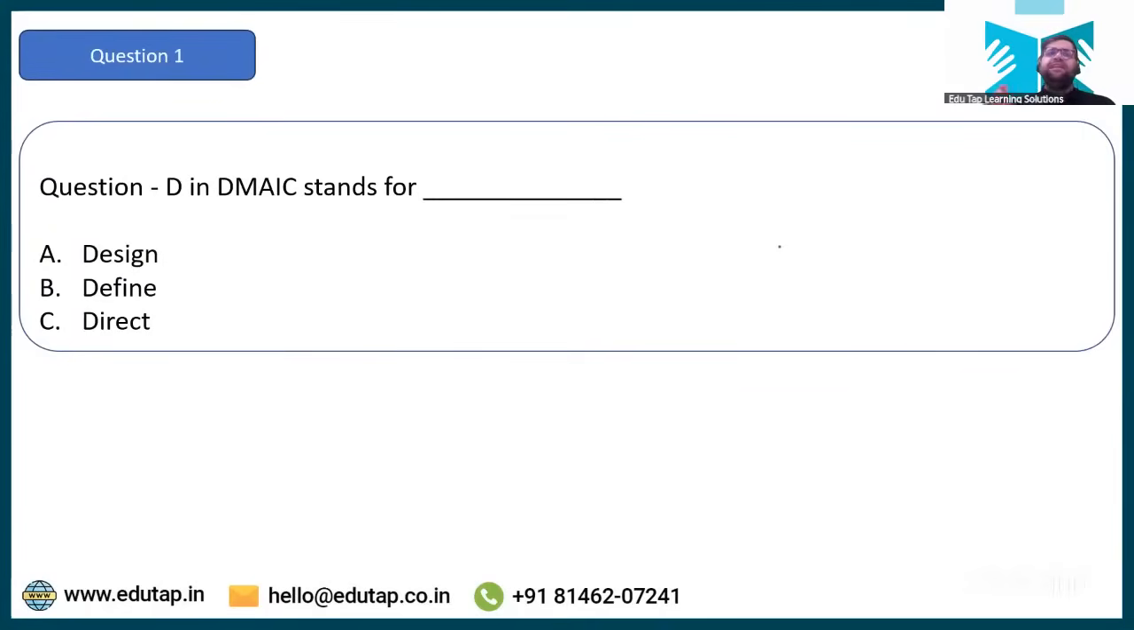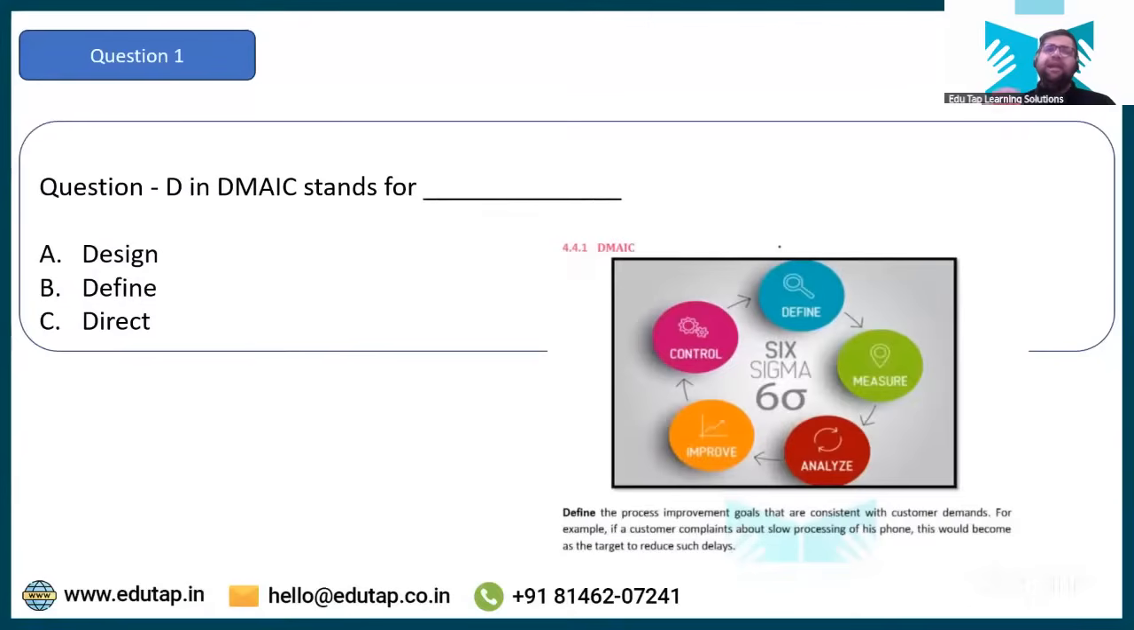What does D stand for in DMAIC? DMAIC. So you have this particular concept under lean system. In DMAIC, D stands for define, M stands for measure, A stands for analyze, I stands for improve, and C stands for control. This is a kind of technique wherein you try to make sure that the quality is maintained. So in DMAIC, D stands for define. Okay, so rest options I'm not even reading because they don't make any sense.